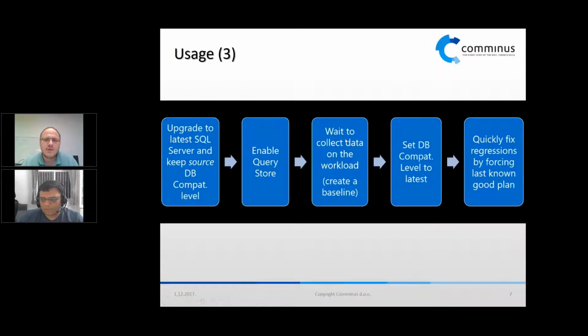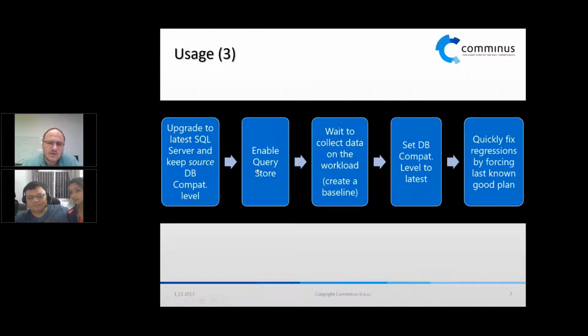This is an example of A/B testing when upgrading from a lower version of SQL Server to SQL Server 2016 or 2017. You first upgrade to SQL Server 2016 or 2017 and keep the source database compatibility level at the version that it was before the upgrade.